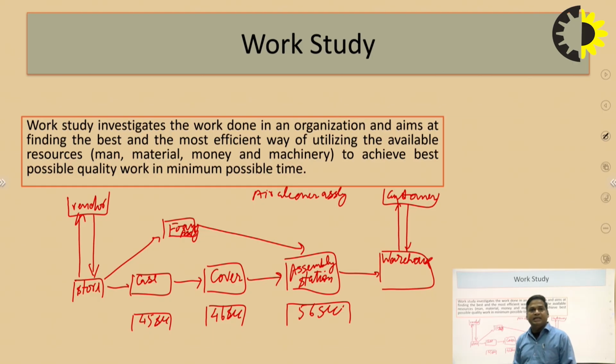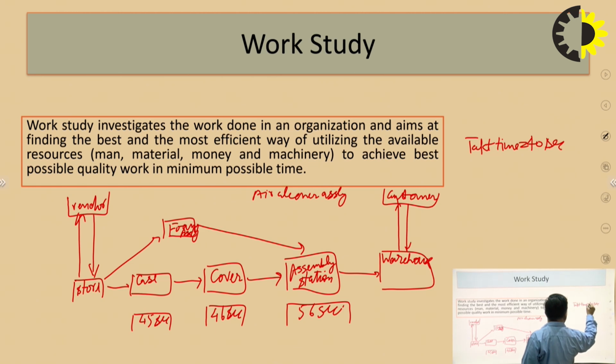Now suppose the customer is asking for a piece every 40 seconds, which is basically the takt time. But our cycle time is 56 seconds. So to meet the customer demand we have to reduce it by 56 minus 40, that is 16 seconds. Our objective is to reduce this time by 16 seconds.